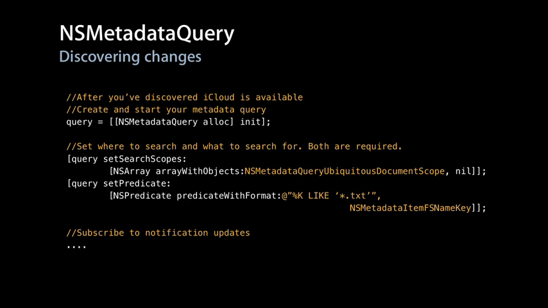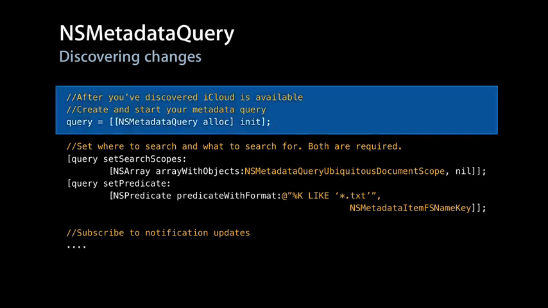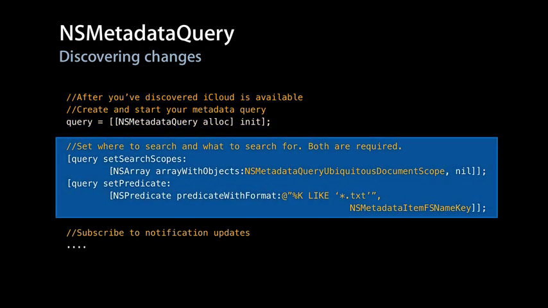So when setting up your metadata query, there are a few things you need to do. First and foremost, you want to make sure that you alloc and init an instance of NSMetadataQuery. You also want to make sure that you set up search scopes and a predicate for the query. In the case of search scopes, you're basically telling the query where you want it to search within your Ubiquity container. For the predicate, you're telling it what types of files you would like it to search for. In this case, we're simply looking for files that happen to have a file name that ends in .txt, so we're just looking for text files.